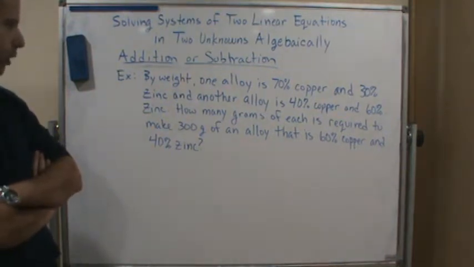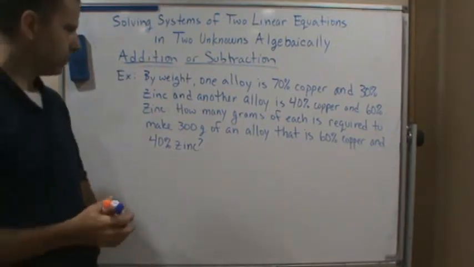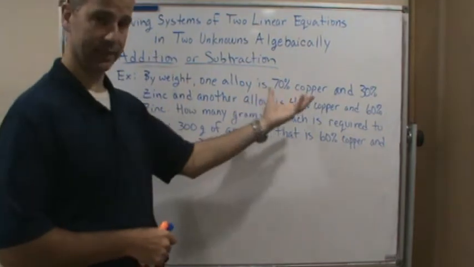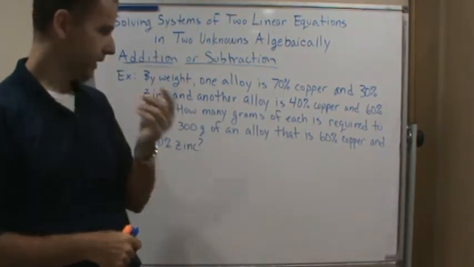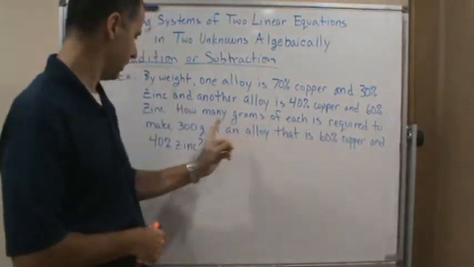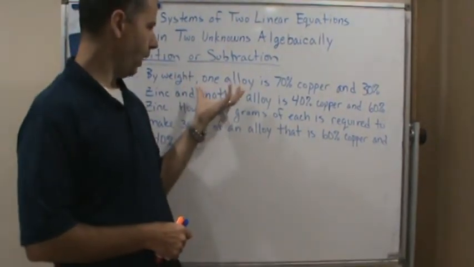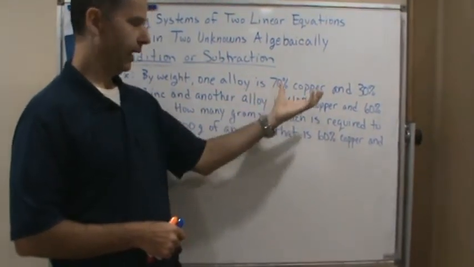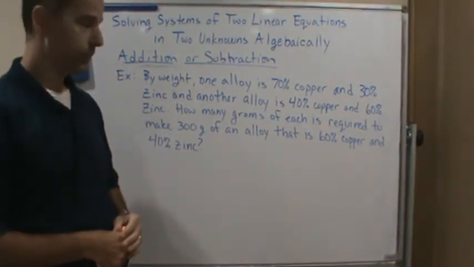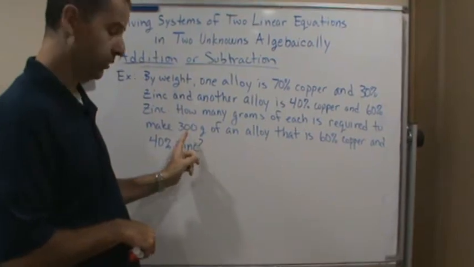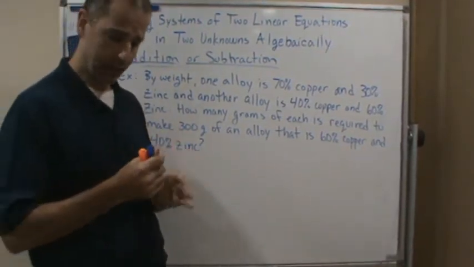So we're going to take some of one alloy, because we're going to have to mix these two alloys to get our 60%, 40%. So we're going to have to mix a quantity of the first alloy and a quantity of the second alloy. And we know that both of those quantities have to add up to 300 grams. So let's do this.